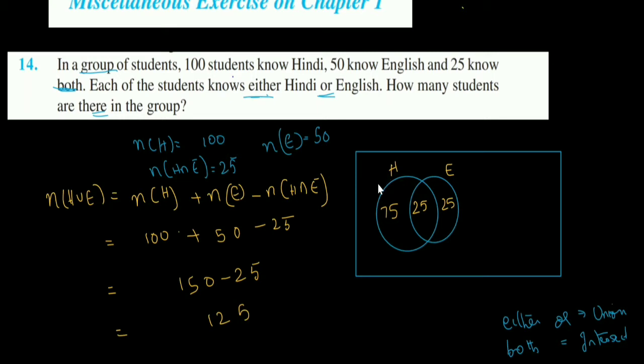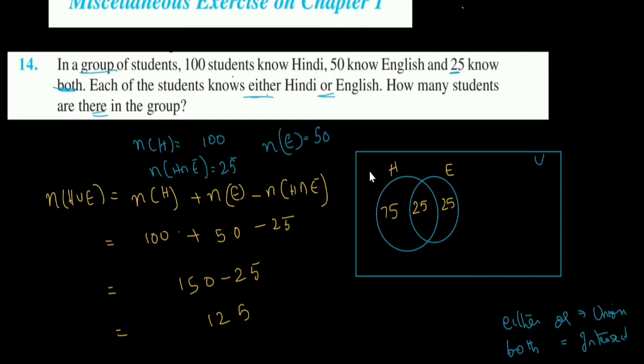So how do you represent this in a Venn diagram? First let us draw this Venn diagram. Always draw a rectangle that represents the universal set. Then you draw two intersecting circles. Then name the sets. One is Hindi, or you can take it as A and B, here H and E. To start, you first write the intersection. 25 know both, so write 25 in the intersection.